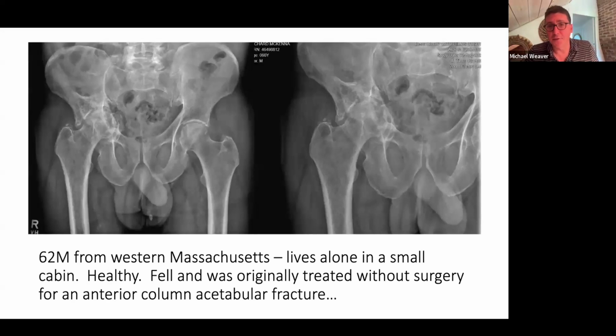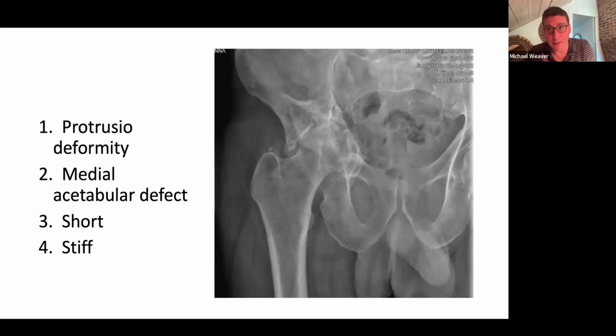So this is a 62-year-old gentleman who lived in Western Mass, which is a little bit away from our hospital. He had an acetabular fracture that was treated non-operatively, and he came in about a year out, and he has this significant protrusio deformity. This was primarily an anterior column fracture. The advantage here is no previous surgery, but he's got quite a deformity. You can see he's got a significant protrusio, and the femur is medialized quite a lot. There's also this really large medial acetabular defect.